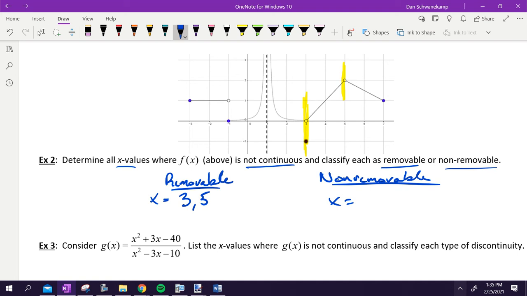Non-removable discontinuities. Show me with your fingers. Where do you have a non-removable discontinuity? That's anywhere that's not just a hole. What kind of discontinuity is it right there at -1? That's a jump because your graph jumps. What kind of discontinuity is it right here at 1? Infinite because you're going towards infinity. Make sense on what we're looking at there?